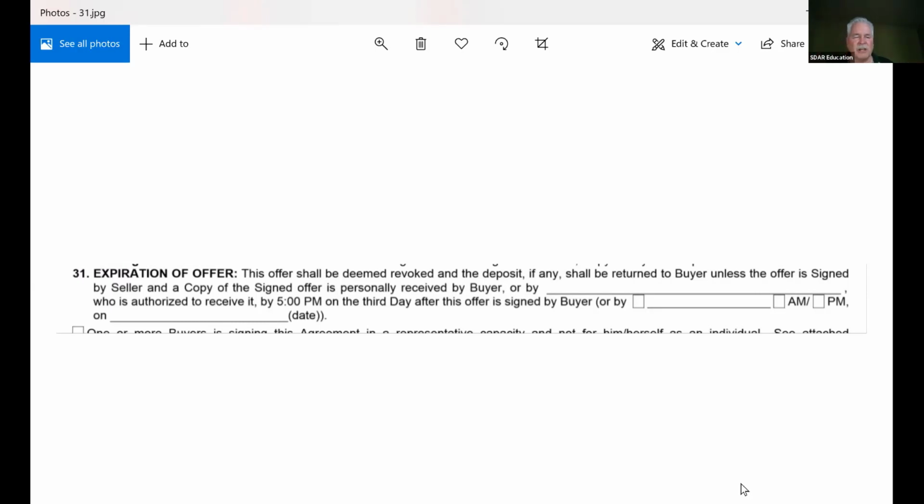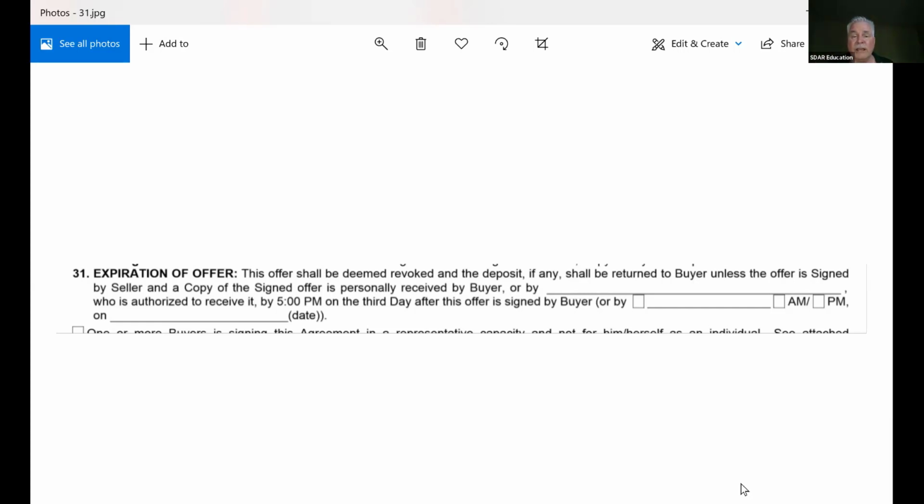Paragraph 3A1 says the buyer will take care of getting the deposit where it needs to go, unless the offer is signed by the seller and a copy of the signed offer is personally received by the buyer, or whoever is authorized to receive it, by 5 p.m. on the 3rd day after this offer is signed by the buyer. And by the way, pay no attention to the uppercase C. We've been trying to get that fixed for decades, but it just doesn't seem to happen. Personally received by the buyer, or whoever is authorized to receive it, or their sister or their brother.